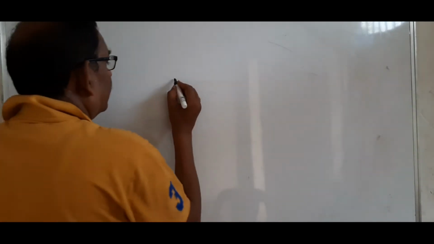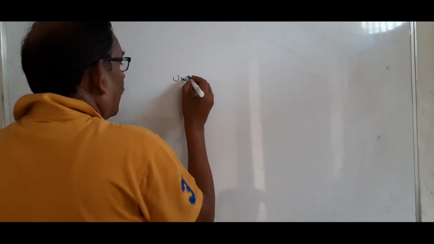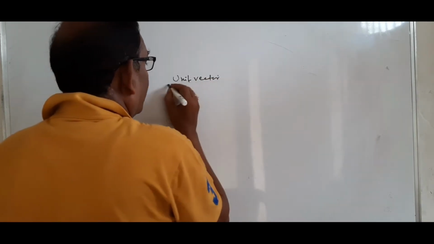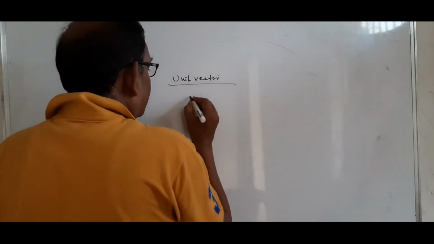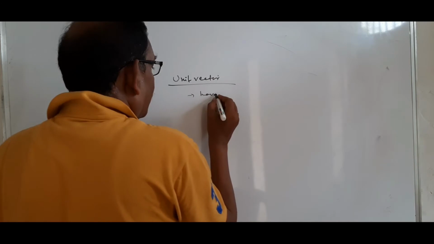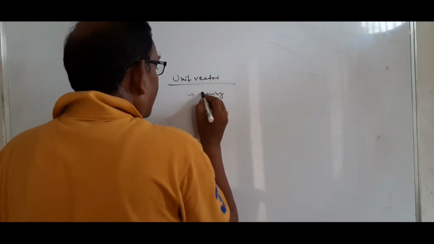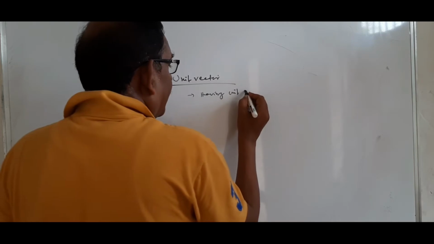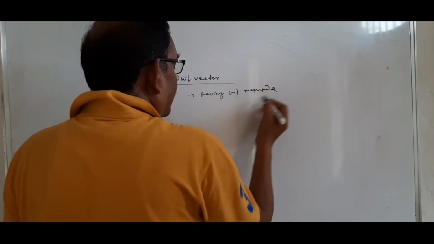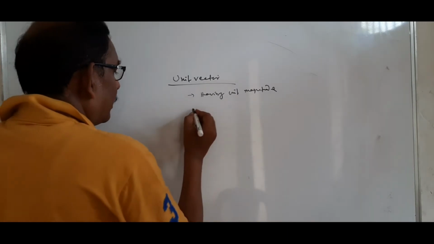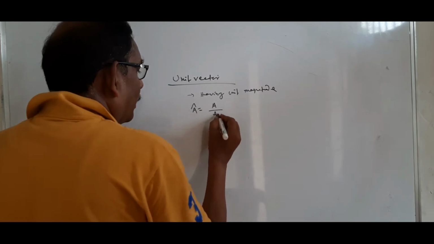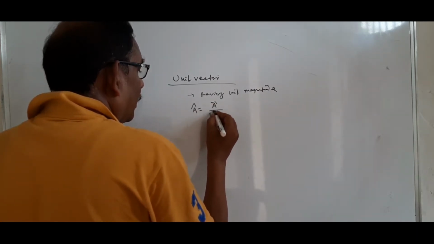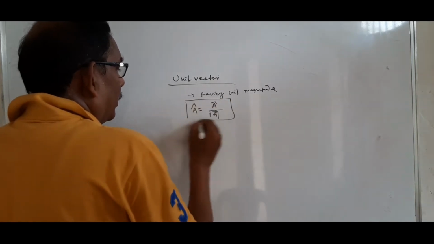Now, unit vector. What is a unit vector? A unit vector has unit magnitude. And how is it written? A cap is equal to A by A bar. This is your unit vector.